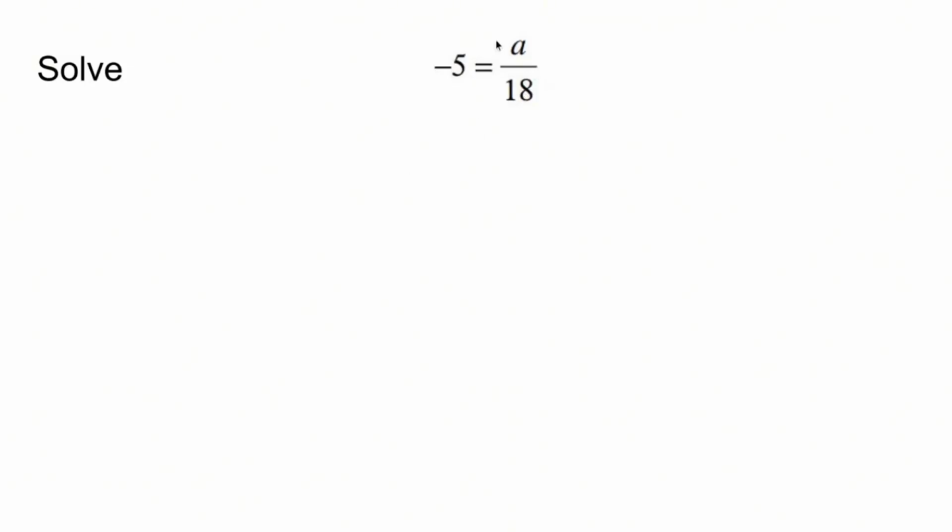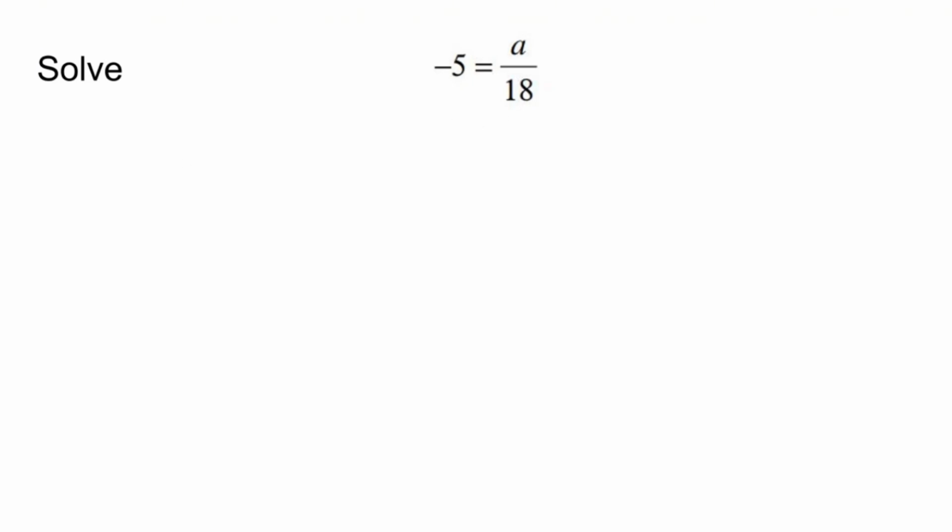All right, so to solve an equation, what you have to do is figure out what's happening to our variable and get rid of everything else around it. A is not all by itself. I have to isolate A. I have to get A all by itself. A is being divided by 18, so I have to get rid of getting divided by 18.